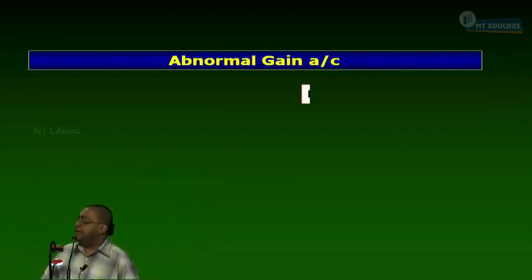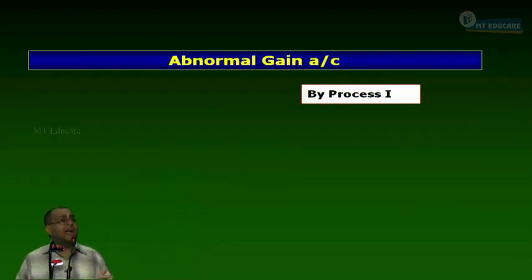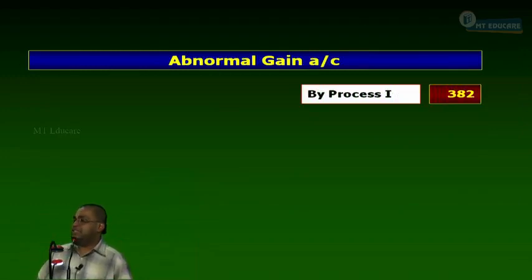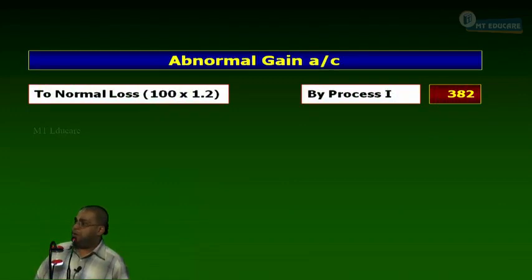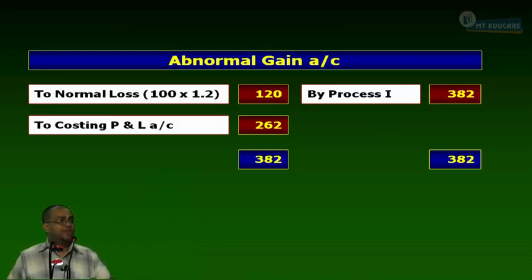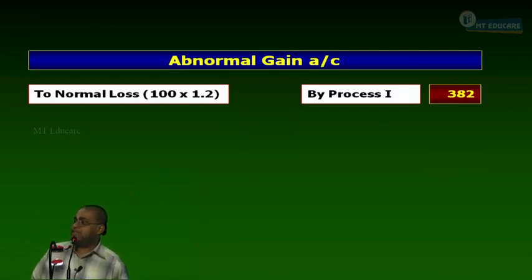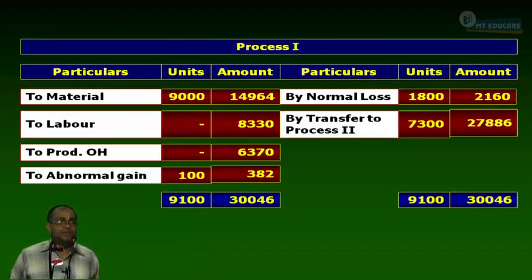Are you following or not? In the abnormal gain there is also a loss, because had it been a normal loss, I would have got scrap income. Being a gain, I lost a scrap income of how much? 1.2 for 100 gives you 120. The net amount should be transferred to costing P&L, the abnormal gain account. With that, process one is completed. Everybody having the clarity or not? Now, please copy the slide quickly. Please copy it quickly. Don't talk, please.